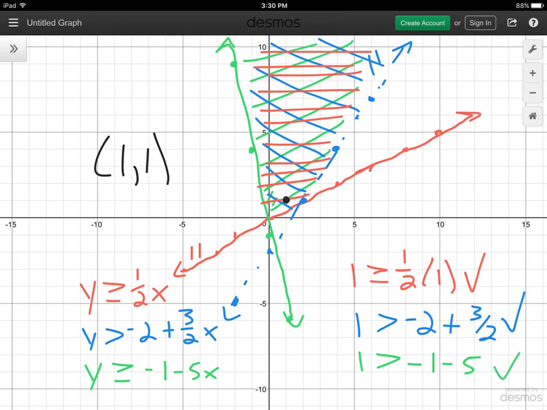And that's how you find the solution to a system of inequalities. Just graph the lines, shade, and look for where all the shades intersect.